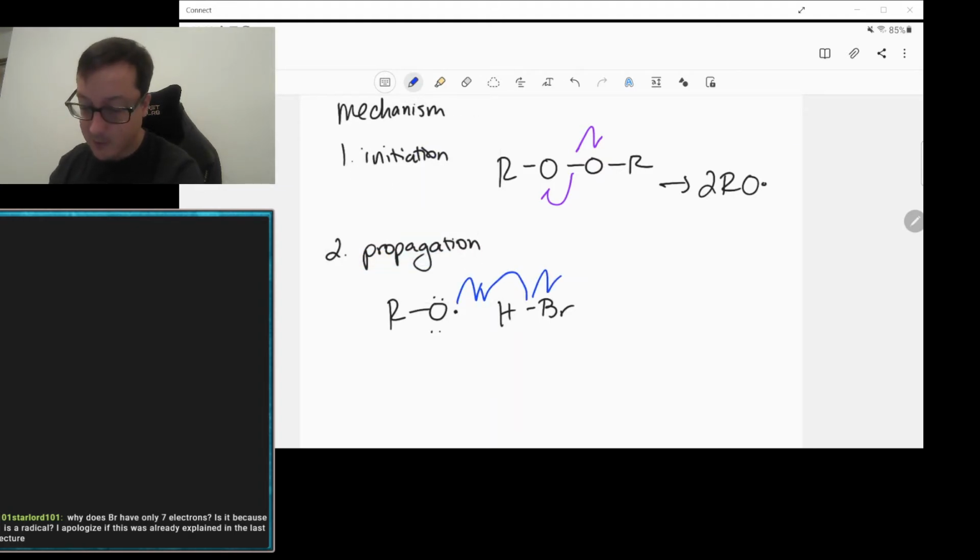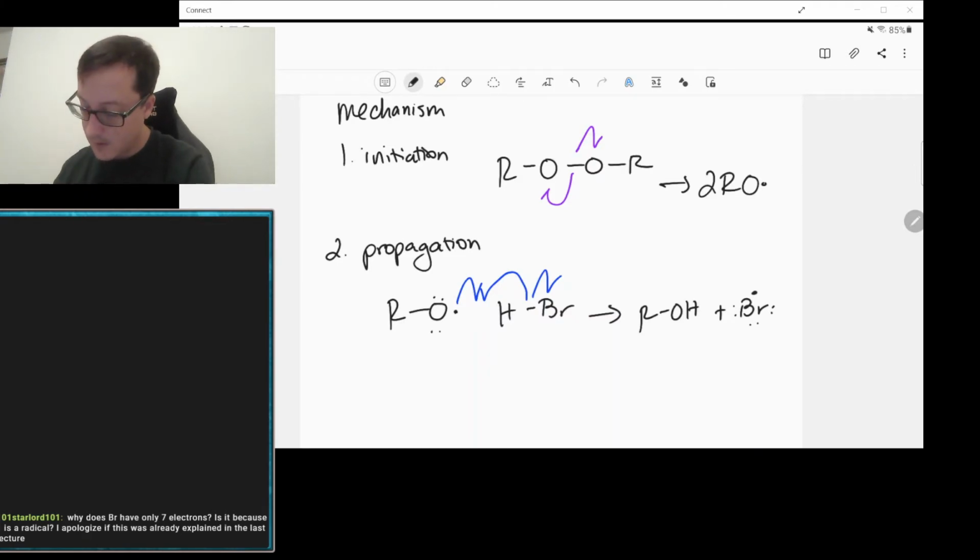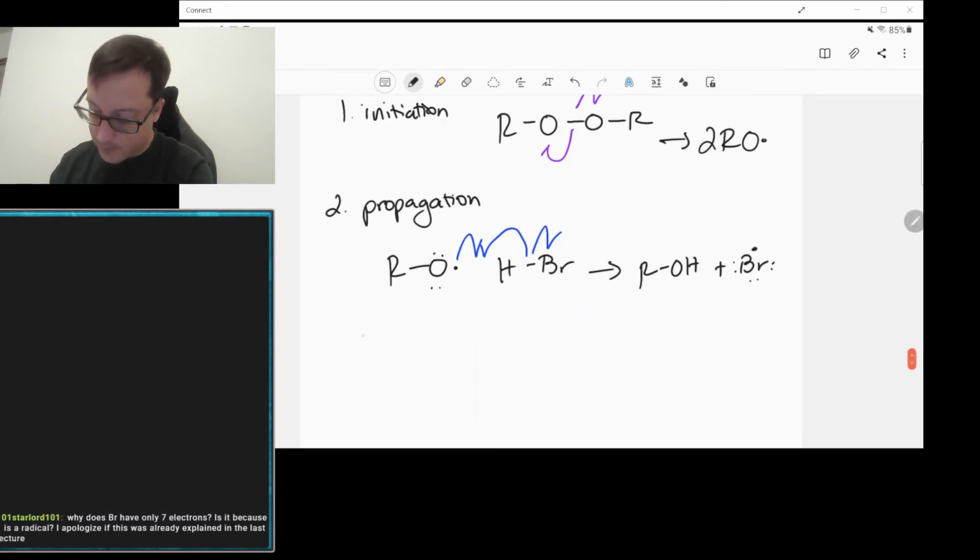We're going to produce a bromine radical and some alcohol. The bromine radical is the important part. Remember, propagation: you start with a radical, you end with a radical. Now, this is hydrogen abstraction, by the way, if you can't tell.